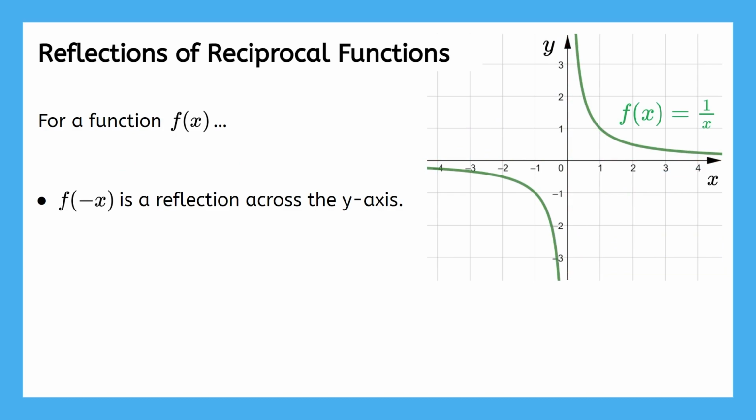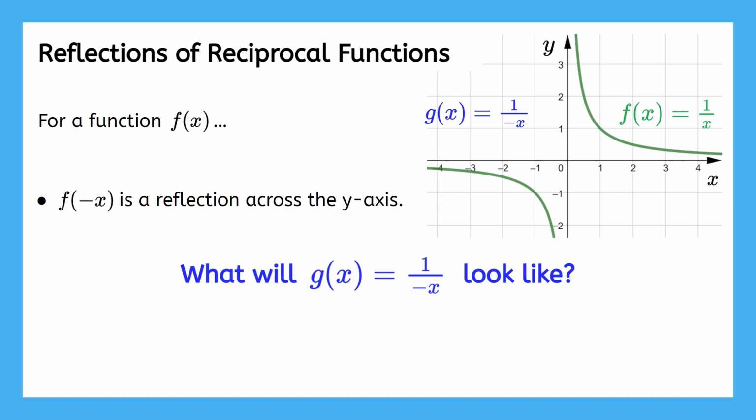Next, let's try reflecting across the y-axis. Our rule for this reflection tells us we should substitute x with negative x in this equation, which would give us 1 over negative x. What do you think the graph will look like after this reflection? Pause the video and think about it.